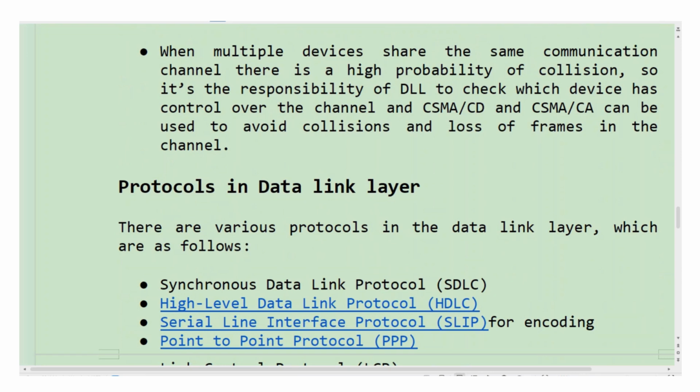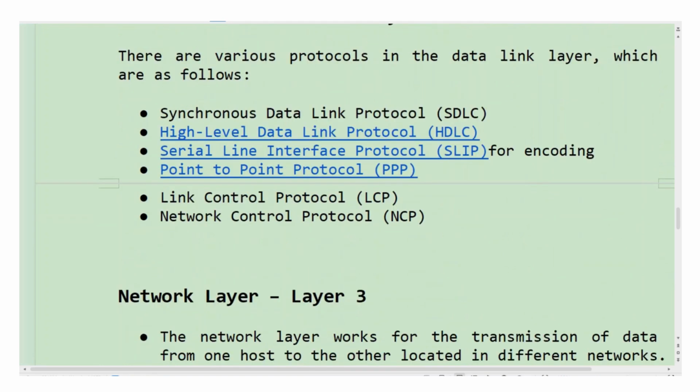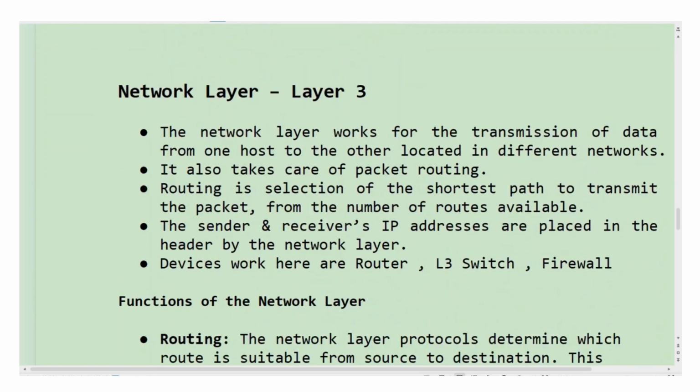Functions of the network layer. Routing: the network layer protocols determine which route is suitable from source to destination. This function of the network layer is known as routing.